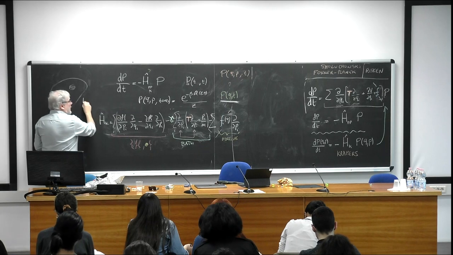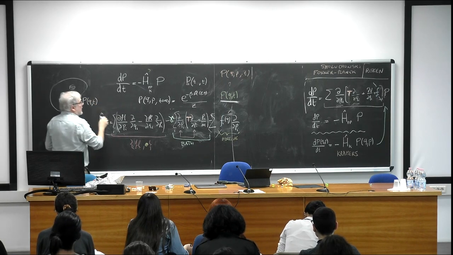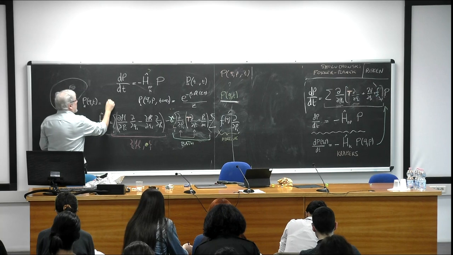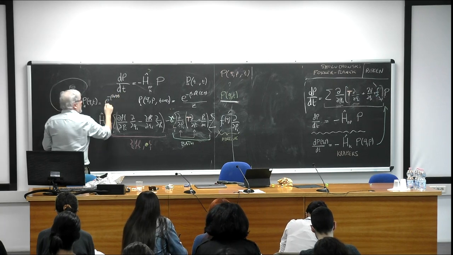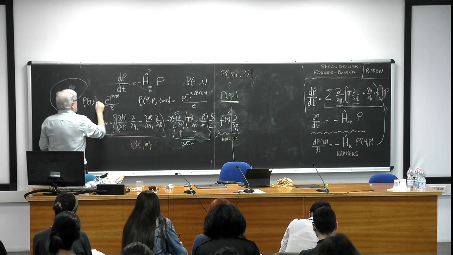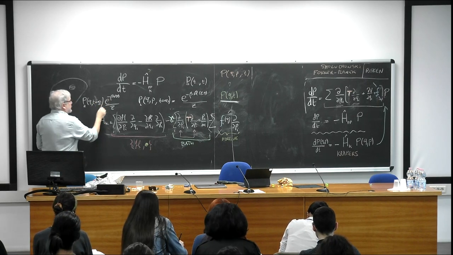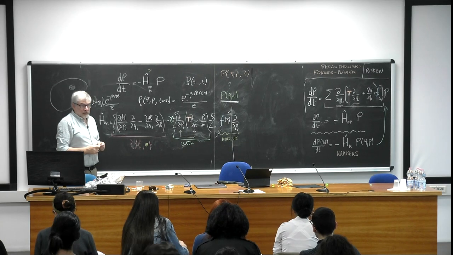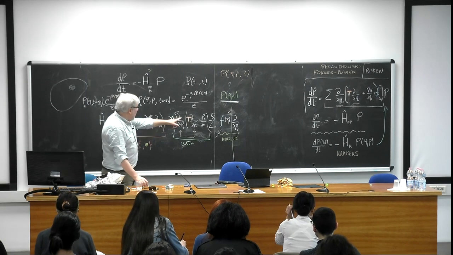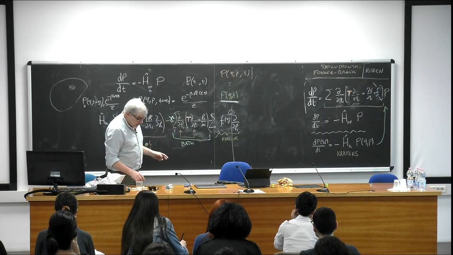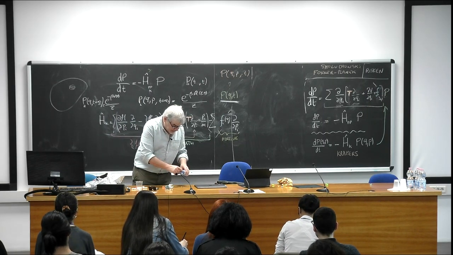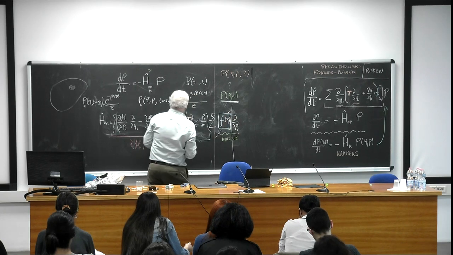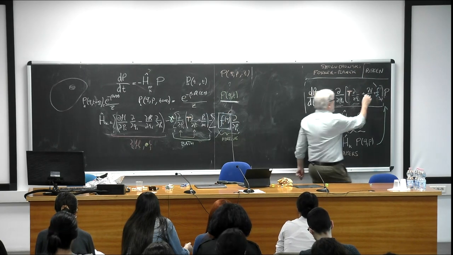And P of q at t equals infinity, this is for the Kramers problem, and for Fokker-Planck, is simply e to the minus beta V of q over the normalization. So this has the lovely property, when F is not there, this is super, super important. If F is there, okay, this is when this is not there. And this is when this is not there.